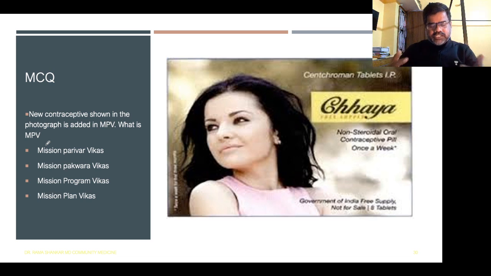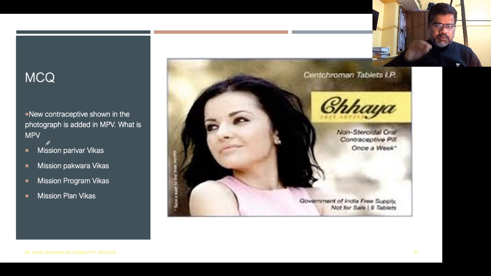Third, I put only those questions which can cover the remaining other questions also. It's not that only these questions can be asked. It should cover the entire topic here and there. The third thing was standard error of mean: as the sample size increases, standard error decreases. Then histogram, pie chart, all those things were easy. Then we had these contraceptives, Antara and Chhaya, and then we had NREGA also.